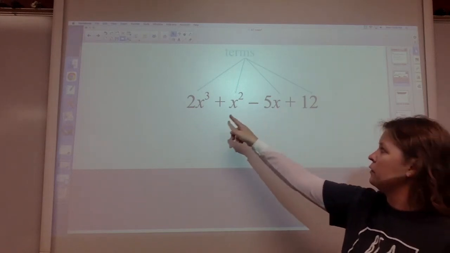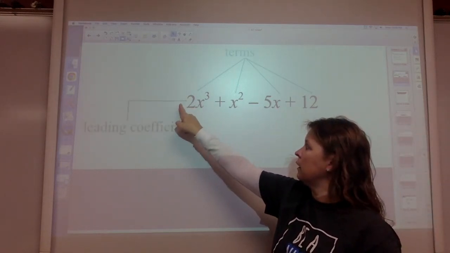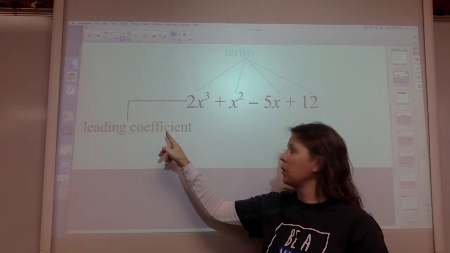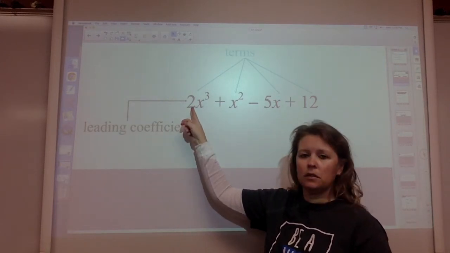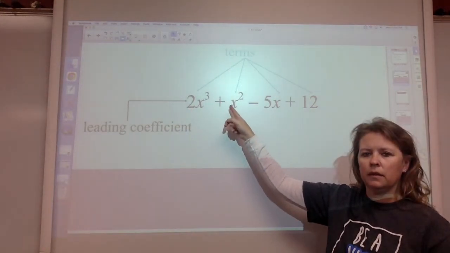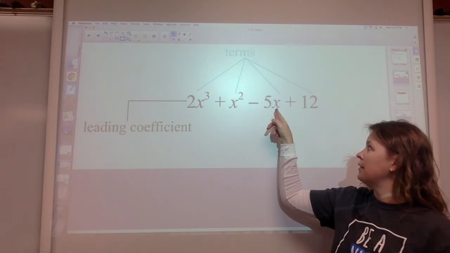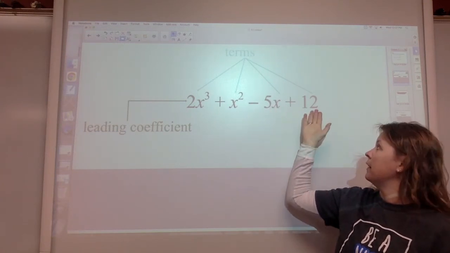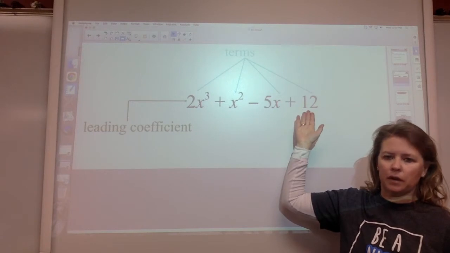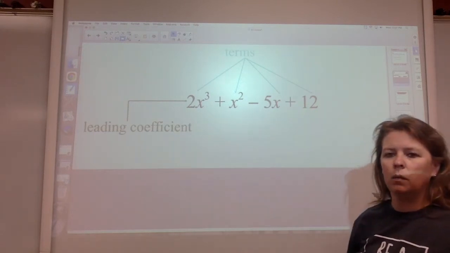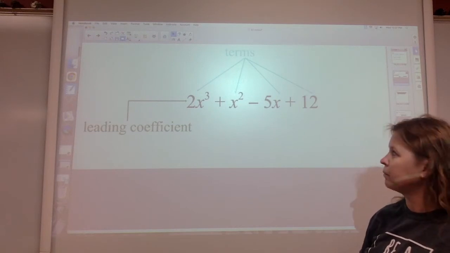In the front of these four terms, this 2 right here is called the leading coefficient. We've talked about coefficients before. This is a 2 for a coefficient. This has a coefficient of 1. You can't see it, but it's there. This has a coefficient of negative 5, and this doesn't have a coefficient because there's no variable. But the leading coefficient is the one in the front, the one at the very beginning of it.